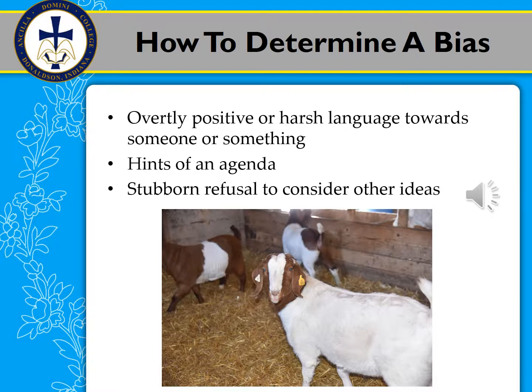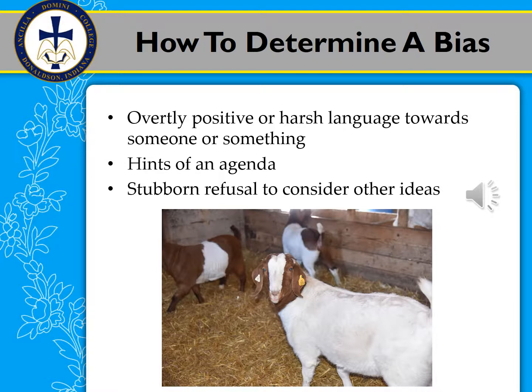So some ways to determine that. Number one, if they use overtly positive or harsh language towards someone or something. So if they praise something quite a bit and they're almost afraid to be critical of it, or if they use very harsh language. Number two, if there is an agenda, like why they would benefit from it. And again, that could be financially, that could be from a power standpoint, it could just be from getting their way.